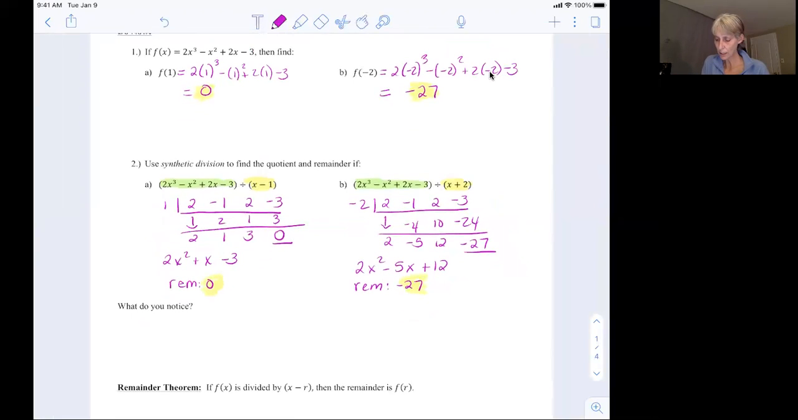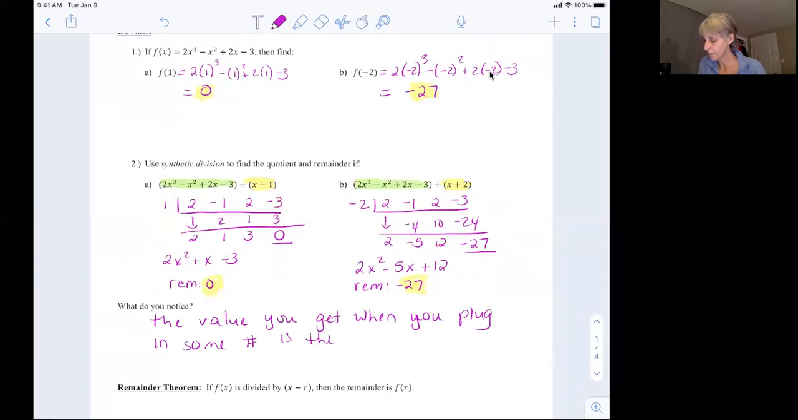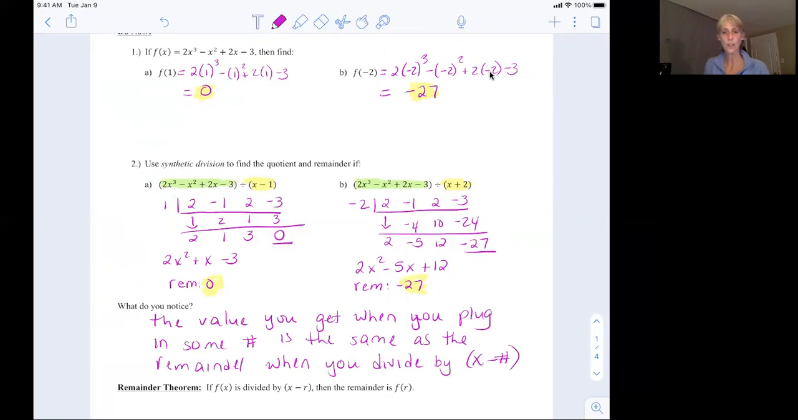Hopefully you see the value you get when you plug in some number is the same as the remainder when you divide by that number as a factor. That's an easy kind of way.